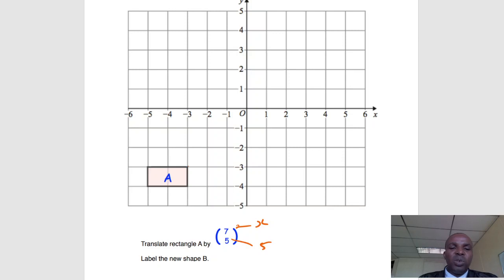So you count like this one. First one is 1, 2, 3, 4, 5, 6, 7. Then 5 on y, 1, 2, 3, 4, 5. So the image will be at this point, right? Then the next part is this one. You count 7, 1, 2, 3, 4, 5, 6, 7. Then 5, 1, 2, 3, 4, 5. Yeah.